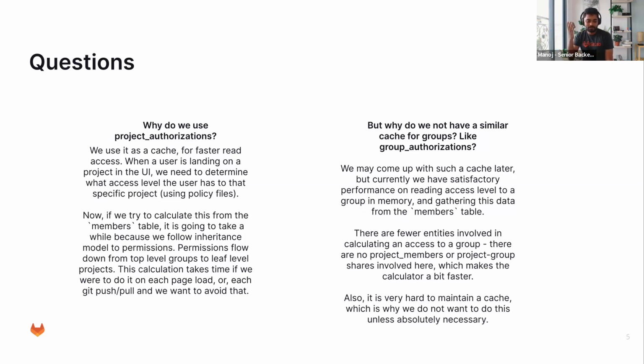But a group is at the top, so you can imagine that it's easier to figure out the value at the top level. That is why we don't have a group authorizations table yet, but it might come at some point. Currently, we do not bother because the performance is kind of satisfactory. And it's also hard to maintain a cache, so that is also one of the reasons we don't want to go there unless it's absolutely necessary.